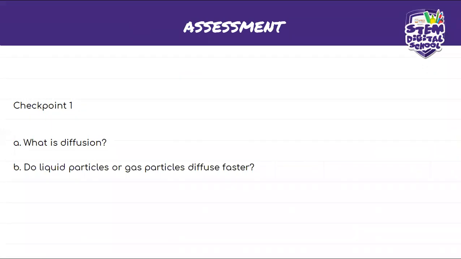Now take note, it's your turn. You can ask any question. Checkpoint one: what is diffusion? Do liquid particles or gas particles diffuse faster? Then you send in your answer. Let's be fast.